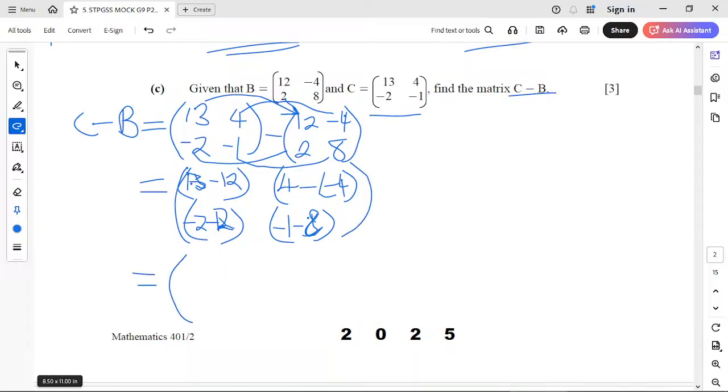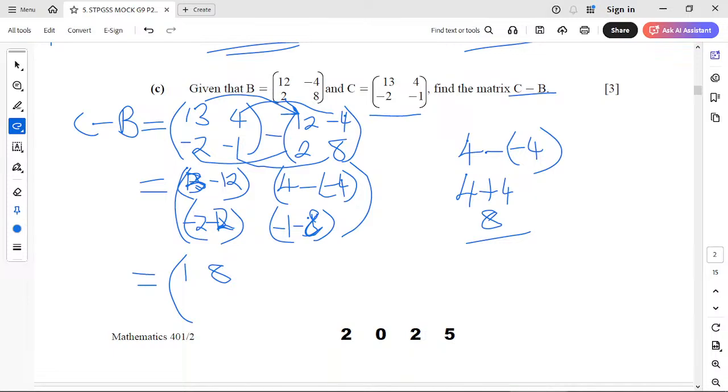Then what we do is we just find the difference. So 13 minus 12 will give us 1. 4 minus negative 4, this is more or less like we have 4 minus negative 4 in brackets. Then negative times negative 4 will give us positive 4, the laws of integers. Then 4 plus 4 will give us 8. That is the one we're going to write here. So here we're going to put 8.